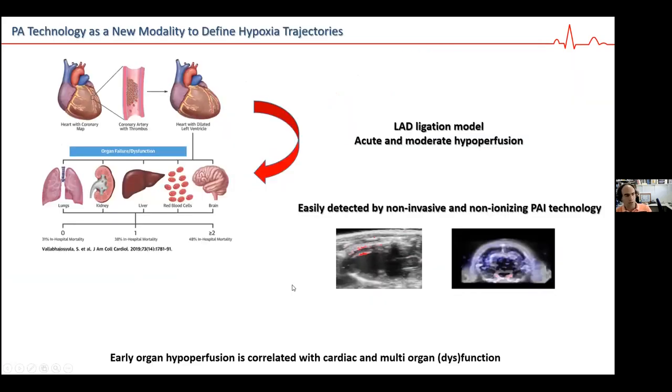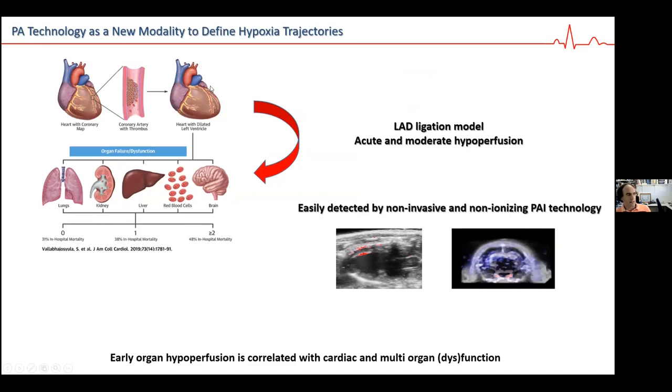So to conclude a little bit for this part, using our LAD ligation model, we were able to detect acute and moderate hypoperfusion in kidney, liver, and brain. It was easily detected by non-invasive, non-ionizing photoacoustic imaging technology. And we saw as well that early organ hypoperfusion is correlated with cardiac and multi-organ dysfunction.